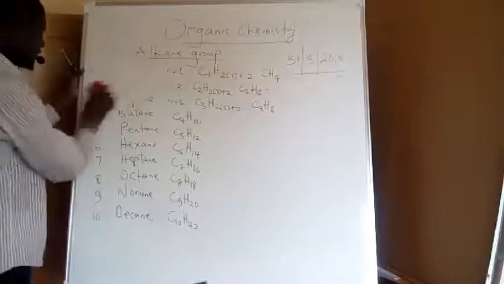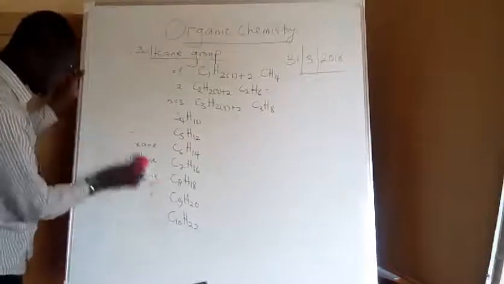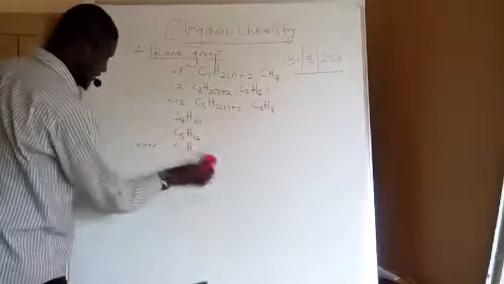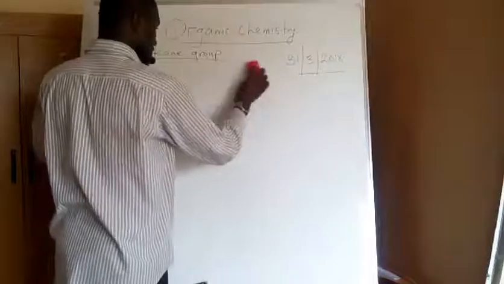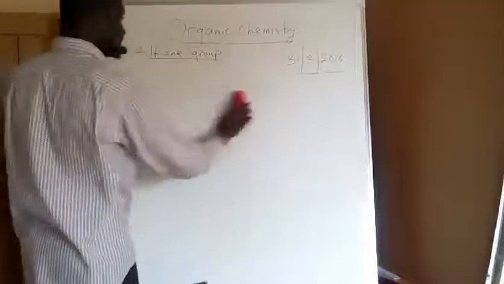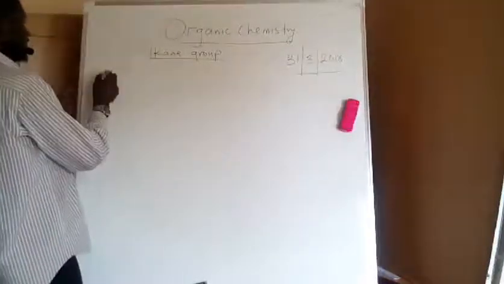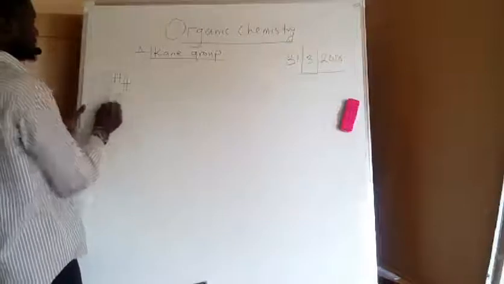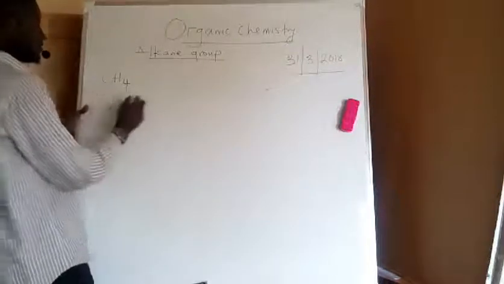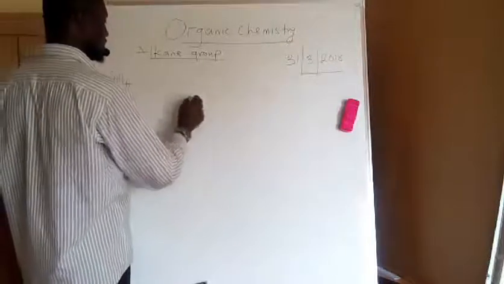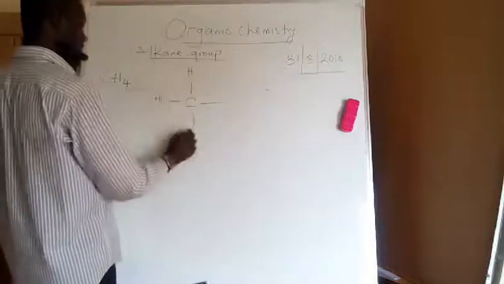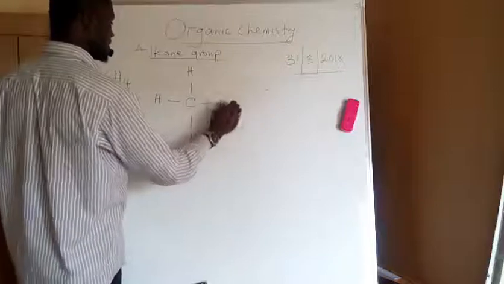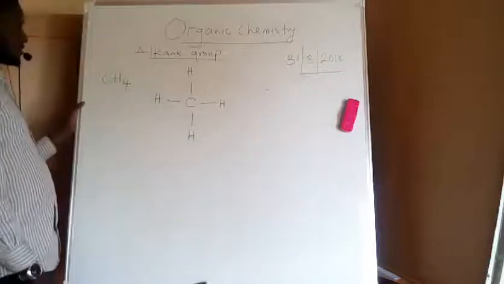Okay, now that we have seen their molecular formulas, let's assume we are asked to draw the structure of these compounds. How do they look? For instance, if I have CH4, which is methane, the first member, the structure has 1 carbon and 4 hydrogens. So this is how we write the structure of methane: 1 carbon, 4 hydrogens.